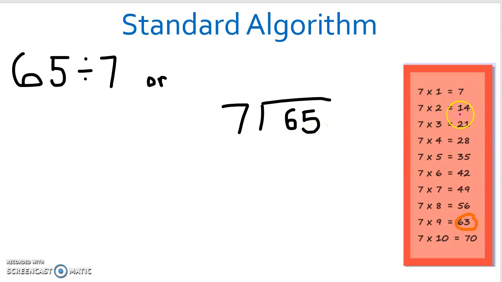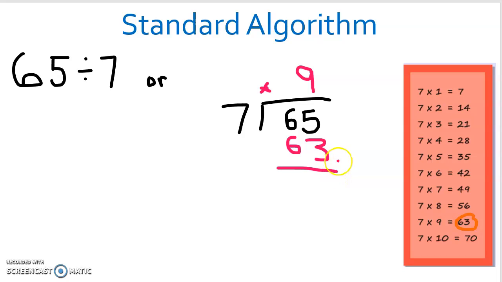So if I'm looking at the products in my multiplication table, I notice that 7 times 9 is equal to 63. That's less than 65, close to 65, and it does not go over 65 like 70 does. 70 is way too big. So I know that 7 can go into 65 9 times. So now I know 7 times 9. So I'm going to put my multiplication there. Oopsies, so it looks like a multiplication sign. 7 times 9 equals 63.